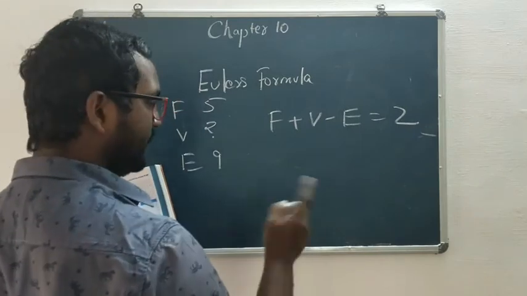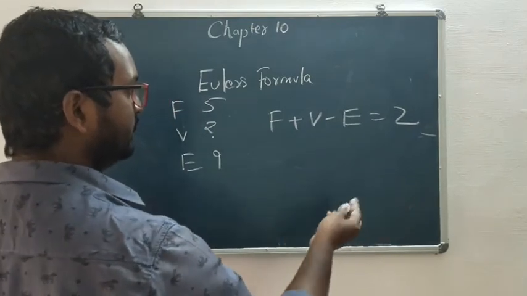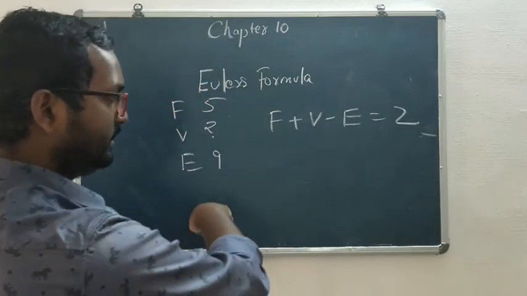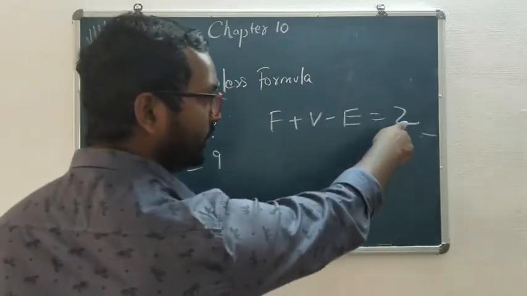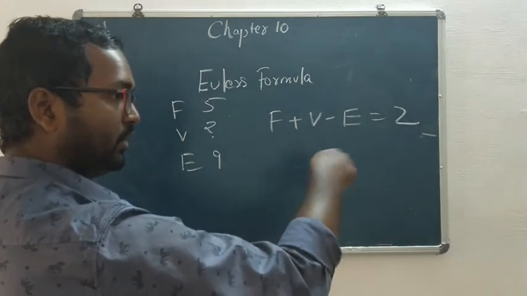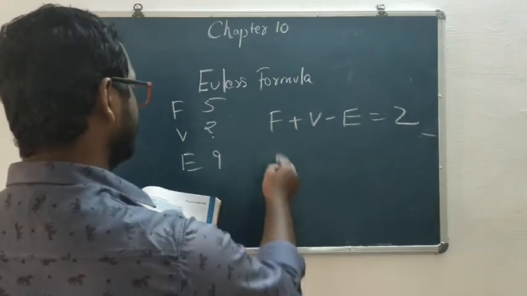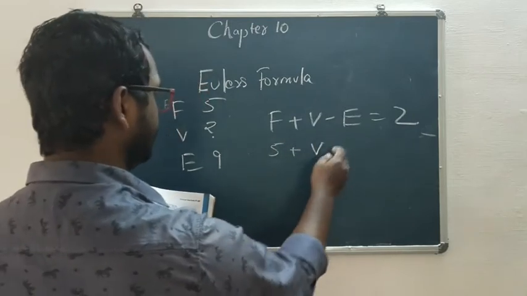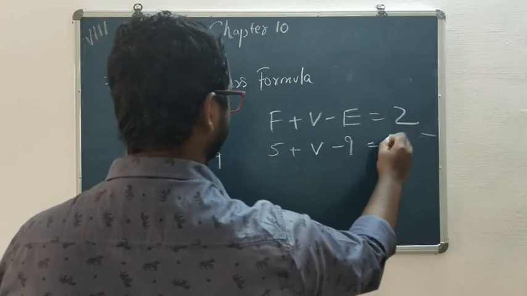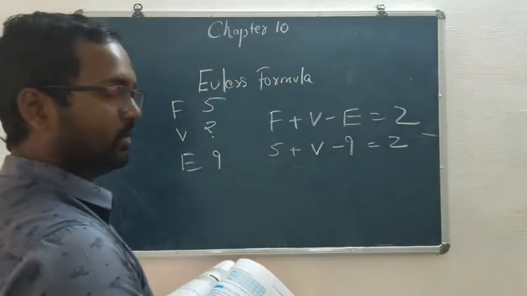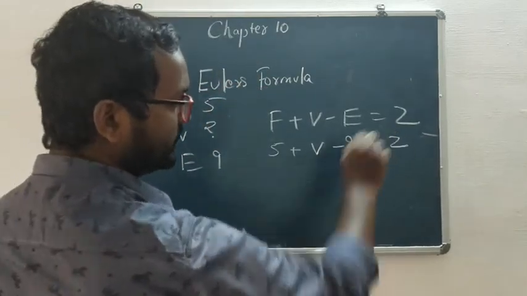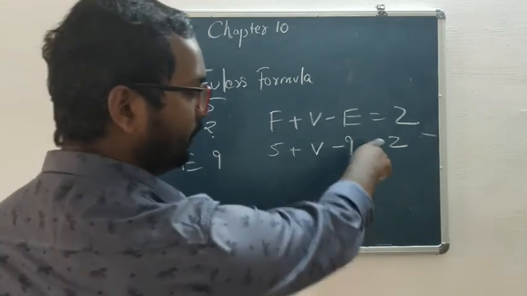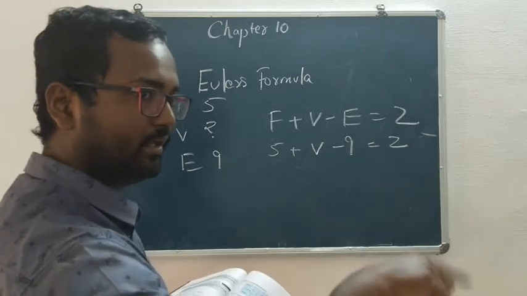See, if we have to verify, then we won't put this value. Okay, we have to get 2. If we have to find something which is missing, then we have to put the 2 and make that part of our solution. Okay, so here F is 5, vertices is V because it's missing, edge is 9 and then 2. Because we have to find the value of V, we have to use this 2. If we have to verify whether it's a polyhedron or not, then we don't have to put that 2 here. We have to get that 2 while solving.